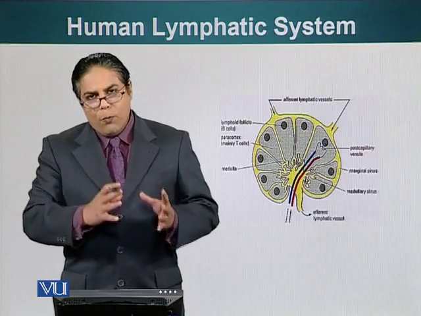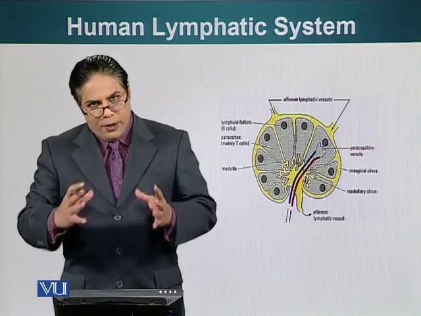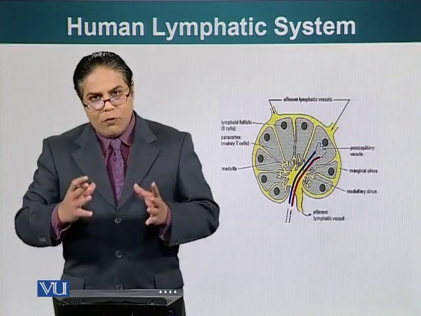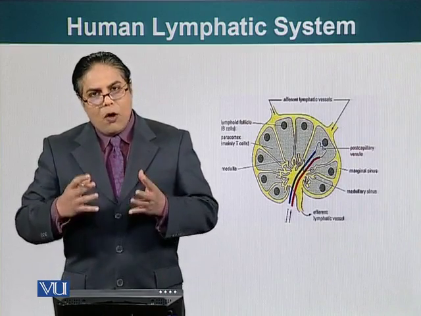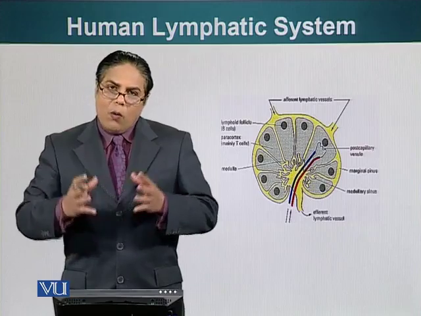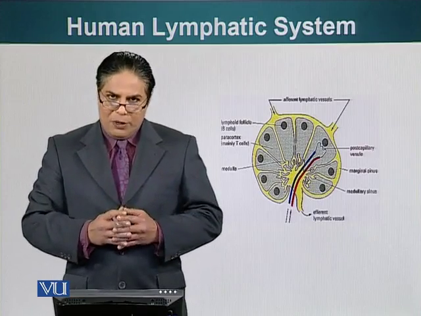Okay, so this is the structure of the lymph node. Next we will look at what the adaptive immune system is, what its responsibilities are, and more importantly, what the components of the adaptive immune system are.